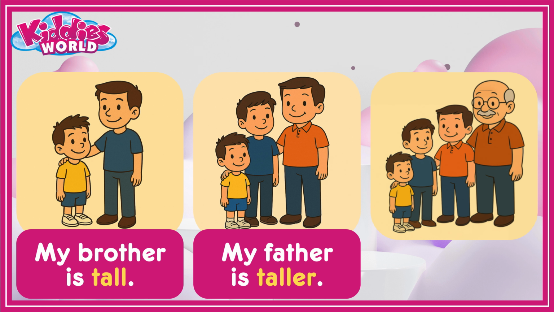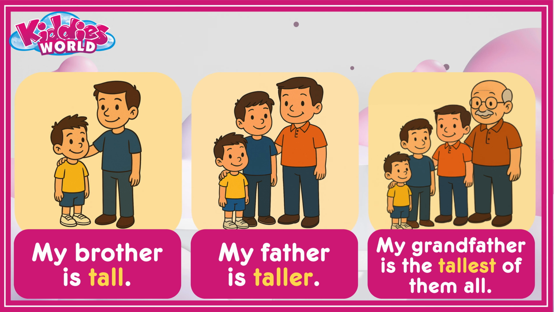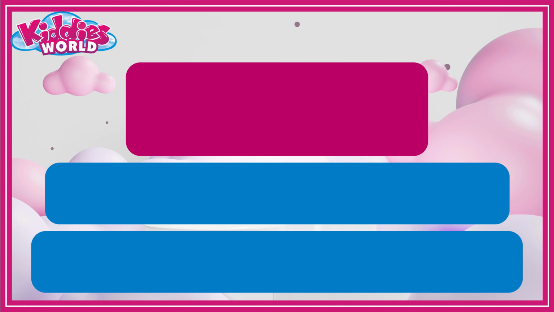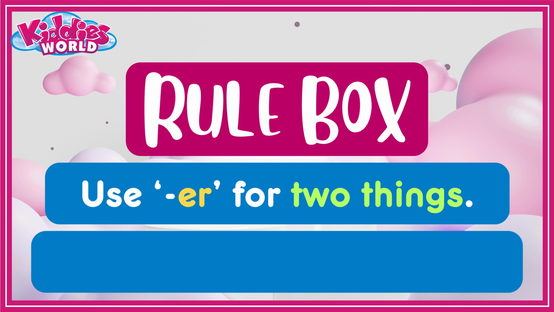Now the grandfather walks in, and guess what? He's taller than everyone. So the boy says, my grandfather is the tallest of them all. Now we added EST to tall, tallest. That's what we use when we compare more than two. Here's a simple rule. Use ER for two things. Use EST for more than two.